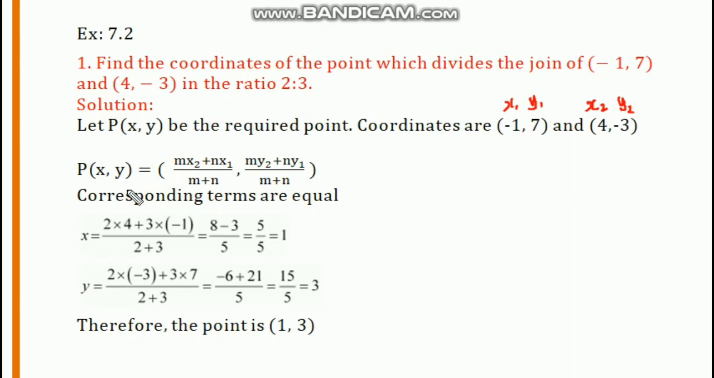Next we need to find the value of y. So y is equal to 2 into minus 3 plus 3 into 7, because we know m and n values are 2 and 3, divided by 2 plus 3. If you simplify, we get 15 divided by 5. So the answer is 3. Therefore the point is (1, 3).